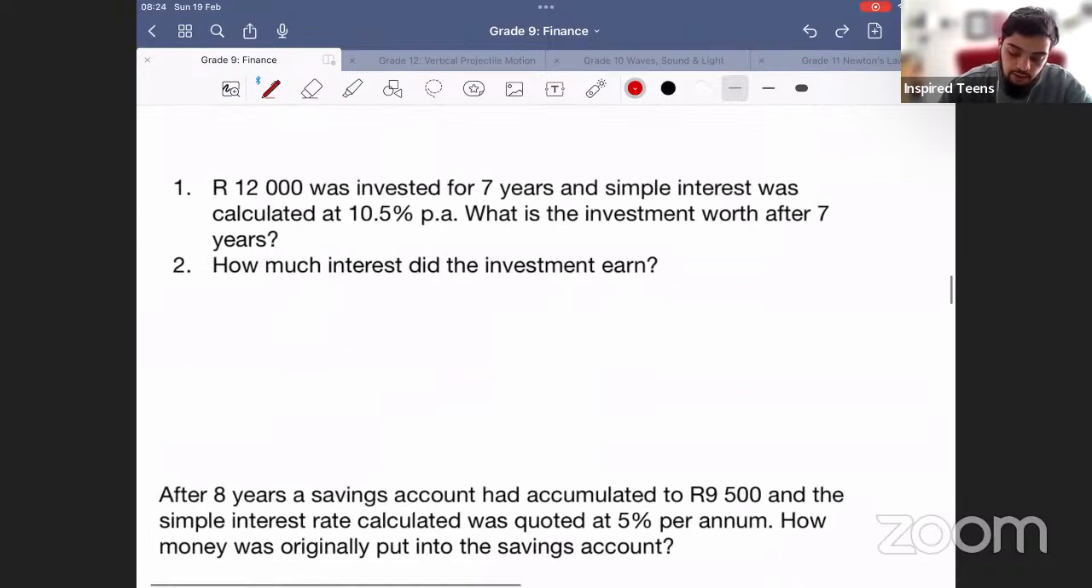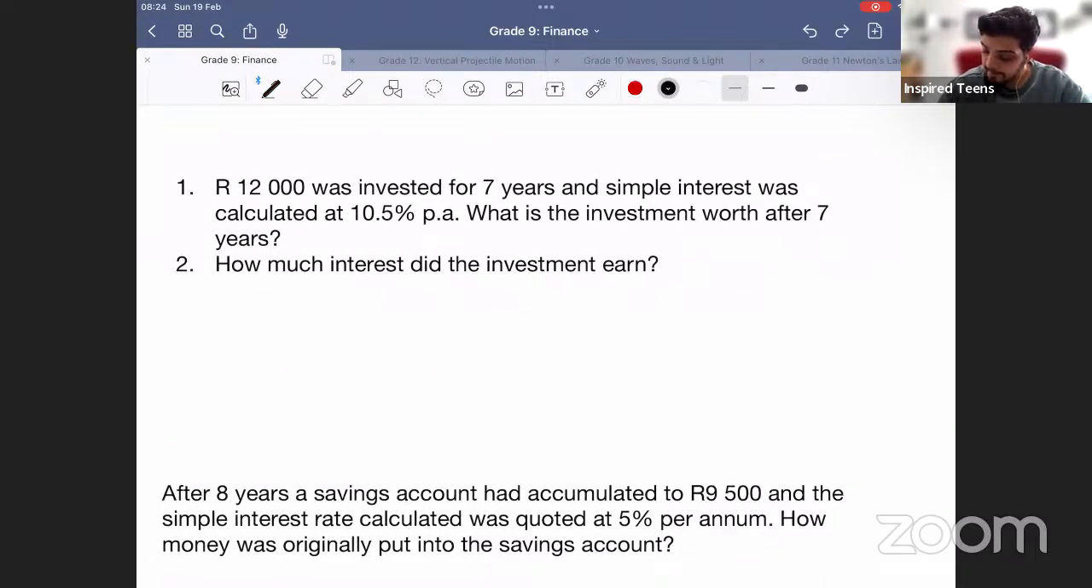Okay, let's go ahead and look at our first example. 12,000 Rand was invested for 7 years. Firstly, I'm going to highlight key things. 12,000 Rand was invested for 7 years, and simple interest was calculated at 10.5% PA. PA stands for per annum, which is basically per year. That's what all our interest is, per year. It's calculated per year, right? What is the investment worth after 7 years?